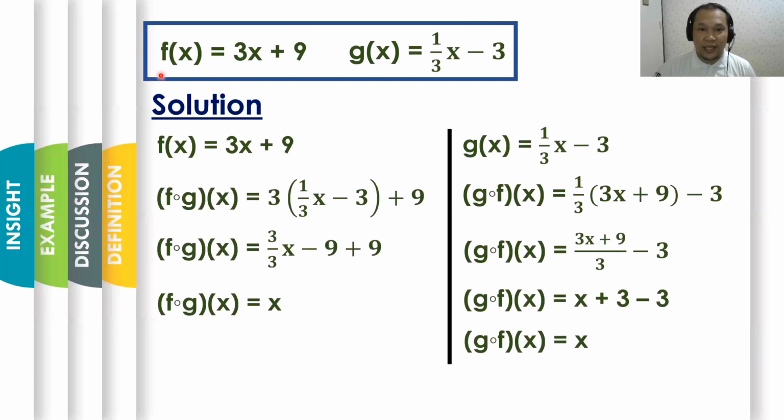Or we can say that f of x is an inverse of g of x, and g of x is also an inverse of f of x, for the reason that we arrive at a result equal to x after we perform composition of the two functions.